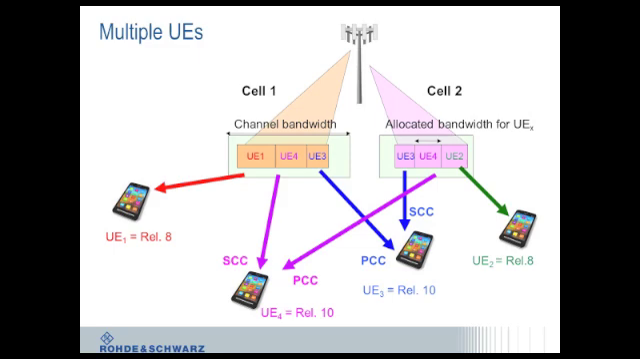Again, it's very important to remember that carrier aggregation is essentially a UE-centric feature. It is not a network-centric feature. Carrier aggregation is defined and configured on a per UE basis, on the basis of signaling messages, capability information, and RRC connection reconfiguration between the UEs and the network itself.